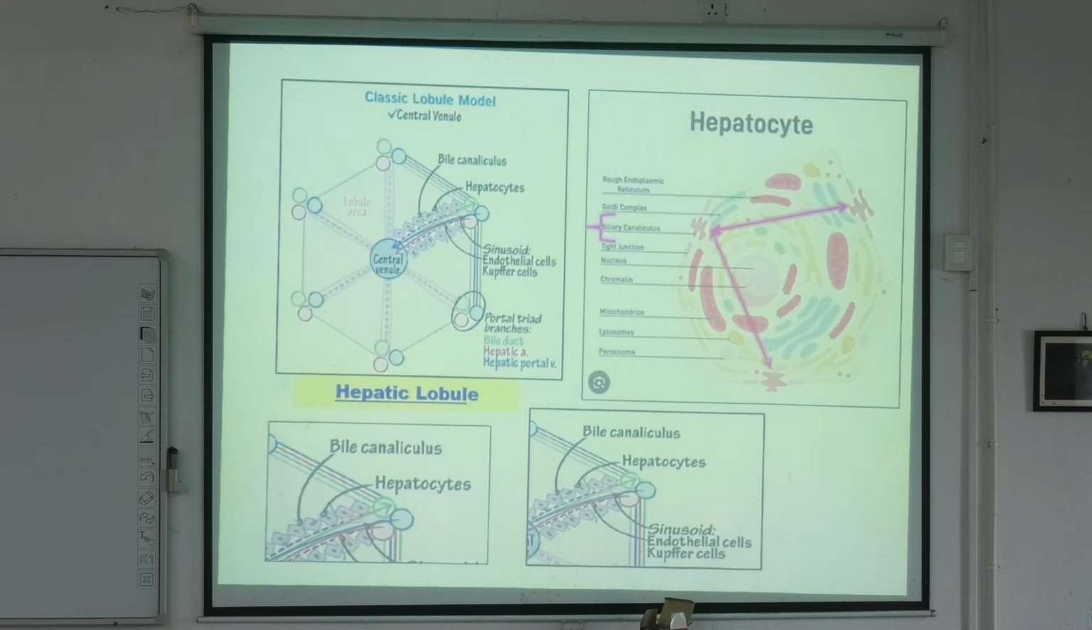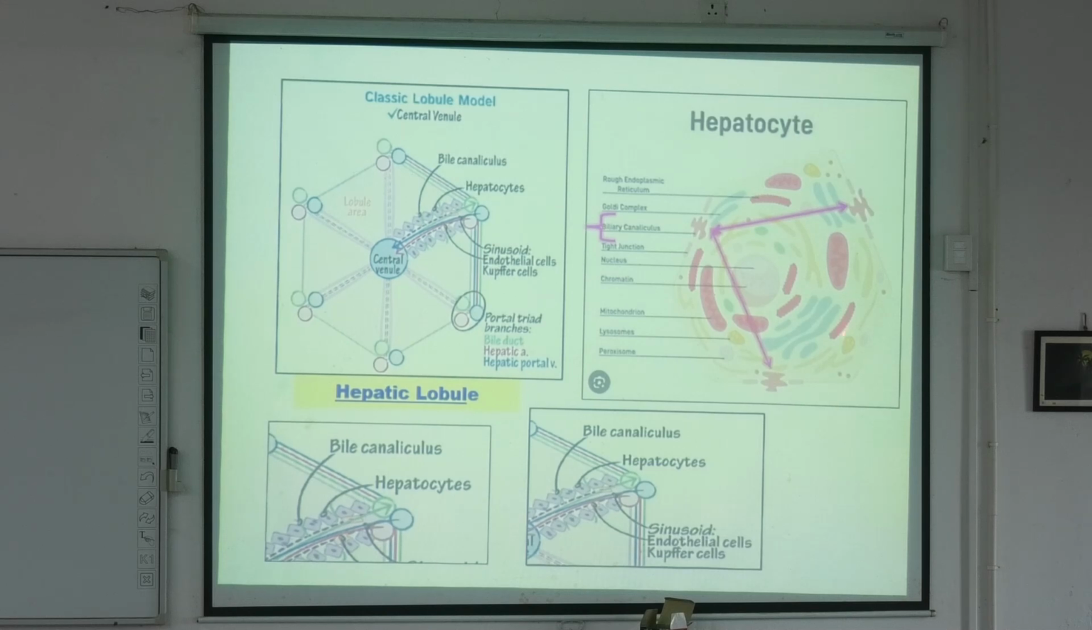So if we cut the liver, if we make a histology, we will find the smallest functional unit, that is hepatic lobule. That is a hexagonal structure, and a hepatic lobule contains millions of hepatocytes. And we will be dealing in this class with what is going on in the hepatocytes.